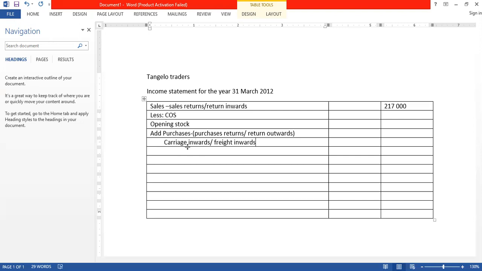Never use carriage outwards in your cost of sales. The only carriage you use is the carriage inwards, or the freight inwards. The carriage outwards is part of your expenses, so it will fall under expenses. And then from there, you less your closing stock.